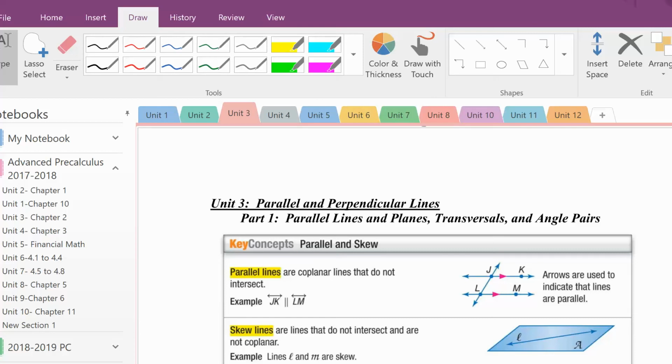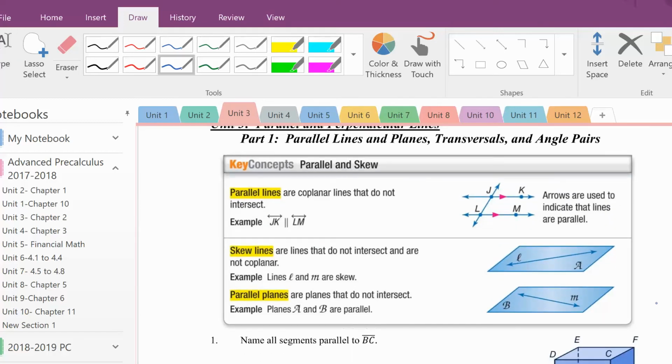We're going to start talking about parallel and perpendicular lines. The first types of lines that we're going to talk about are parallel lines. Parallel lines are lines that are in the same plane, but they do not intersect. And notice this symbol here when you look at the picture. This symbol here means that the lines are parallel.